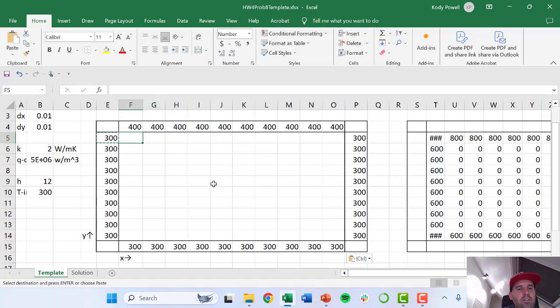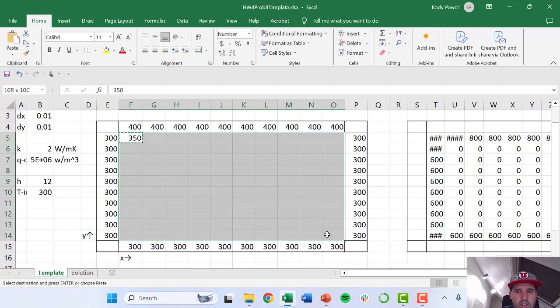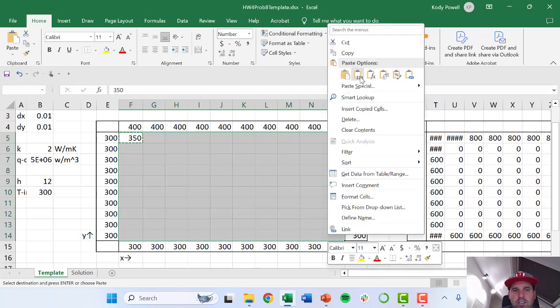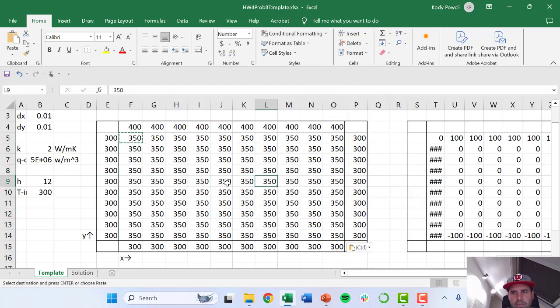What we need to do is use Excel Solver here to solve for all these temperatures, but first we need an initial guess. So just using my engineering intuition, I know that everything in my system has to have a temperature between 300 and 400. So let's just use 350. We're just taking a guess here so that our solver has an initial guess to start from. So I'm just going to fill in 350 as my initial guess temperature.